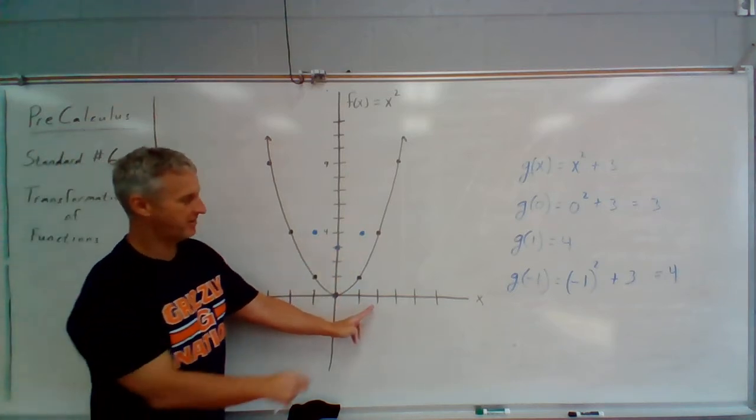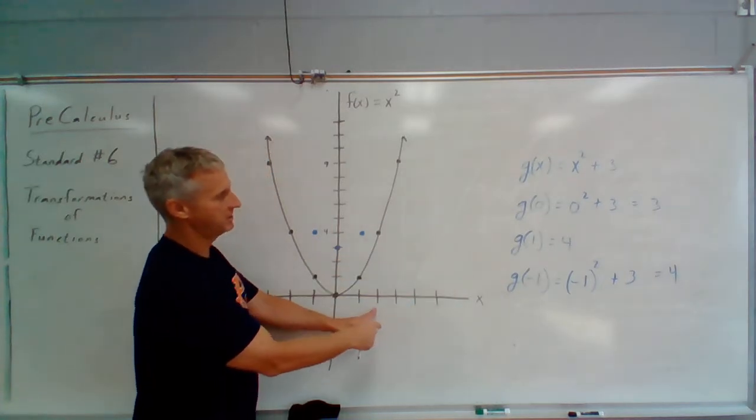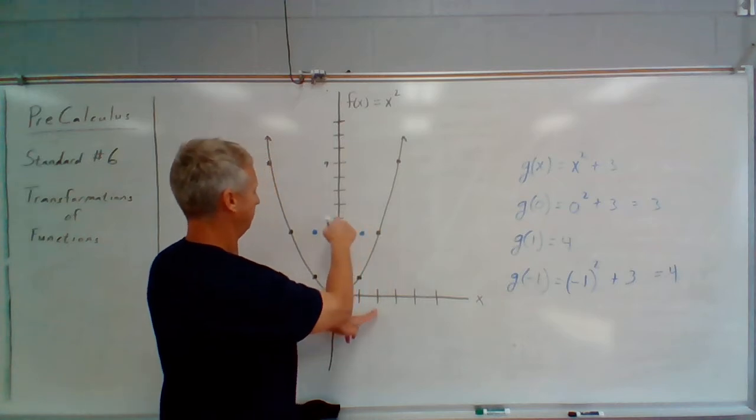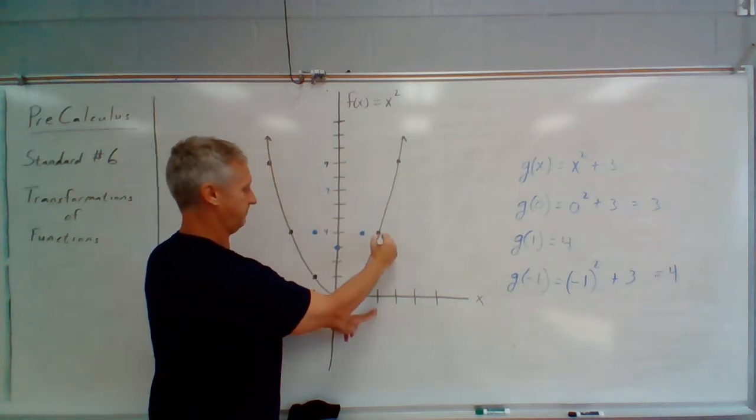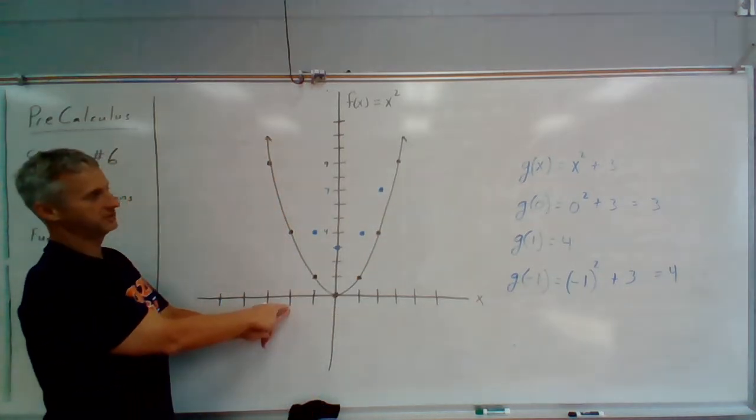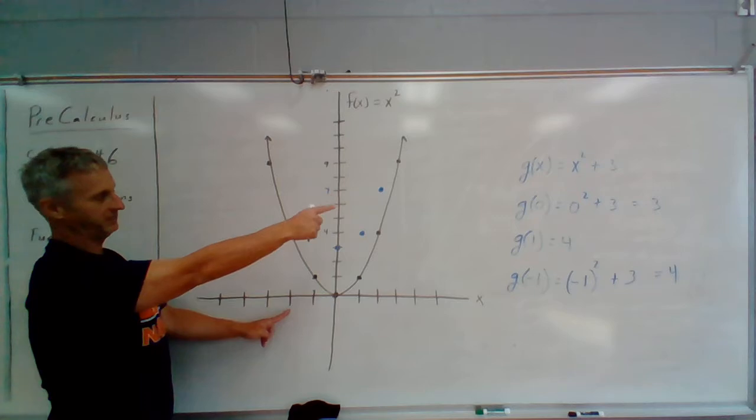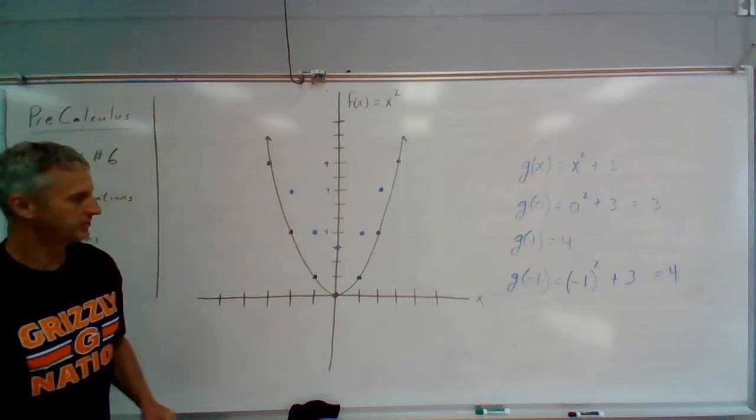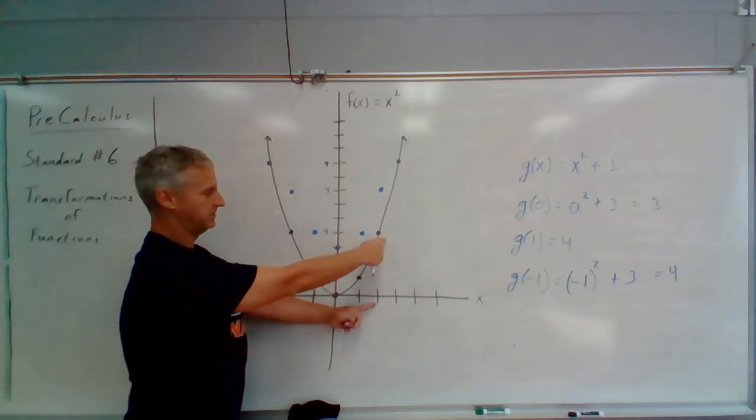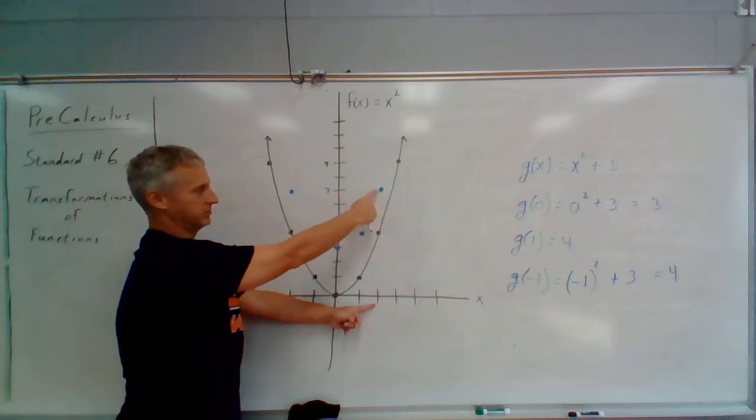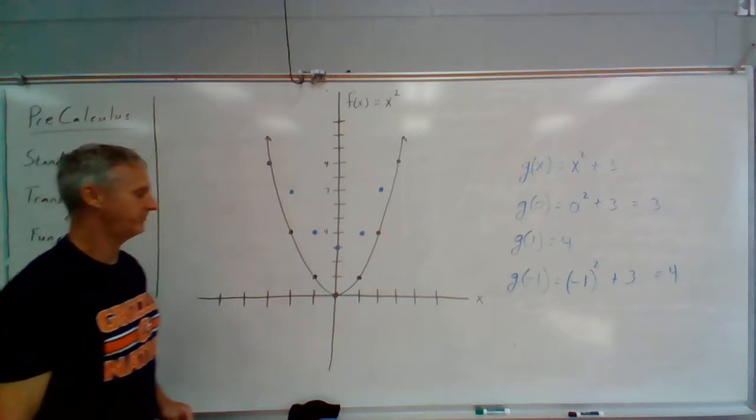Let's do some more. If I plug a 2 into the blue function, into g, I'll get 2 squared is 4, plus 3 is 7. So 5, 6, 7. If I plug in a negative 2 to the blue function, I get 4 plus 3 or 7. Notice again on the black function, when I plugged in a 2, I got a 4. And when I plugged in a 2 to the blue function, I got a 7. So this point corresponds with this point, and it got shifted up 3.